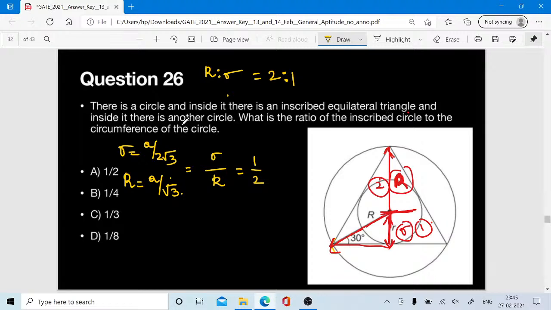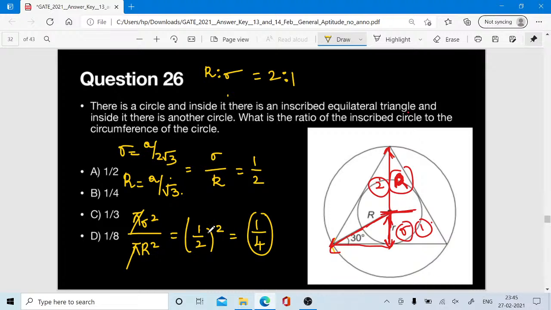Inscribed circle to the circumscribed circle: I am taking the area, right? दोनों circle है, circle का area आपको पता है, that is going to be pi r square. So pi r square, r by R I already know. Pi and pi get cancelled here. So this is 1 by 2 the whole square, and I am getting the answer as 1 by 4. 1 square is 1, 2 square is 4. Option B is the right answer.